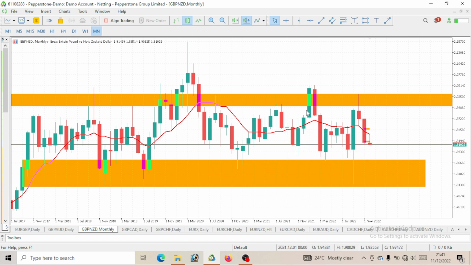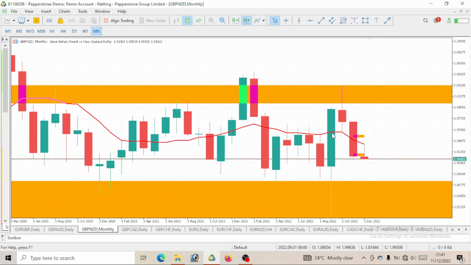Now, those of you that know how to take a trade on this moving average, once our price is above our 10 period moving average, clearly we can know that this is a buy, right? But once it is trading below our 10 period moving average, we know that is a sell. So we can clearly see that this price is trading below our 10 period moving average. So clearly we see that this GBP New Zealand dollar itself is a sell.